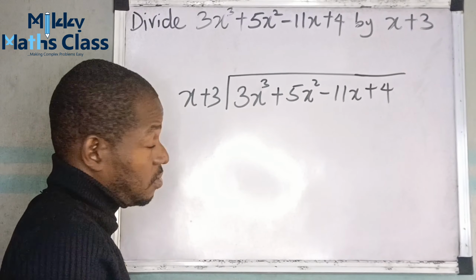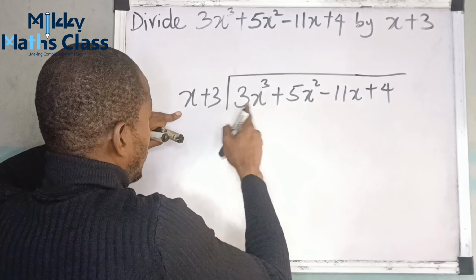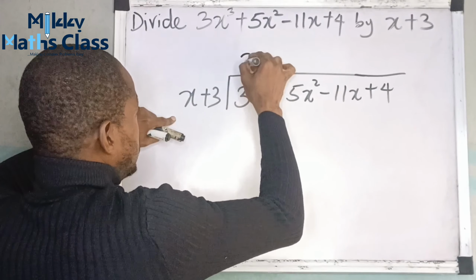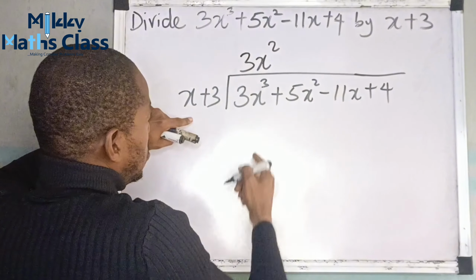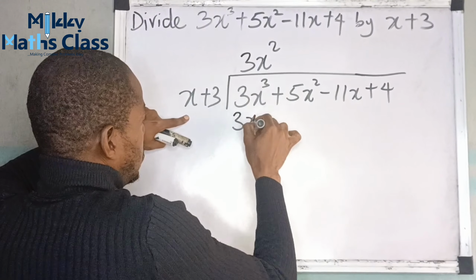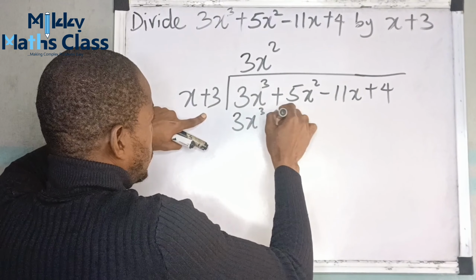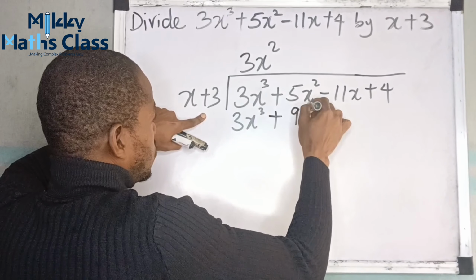Now, just like we have been doing, we use our x to divide the first one here. So x in this, that will give us 3x to the power of 2. Multiply 3x squared times x. That's 3x to the power of 3. 3x squared times this, that will give us positive 9x squared.